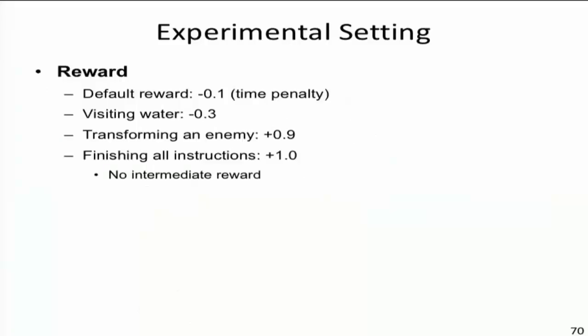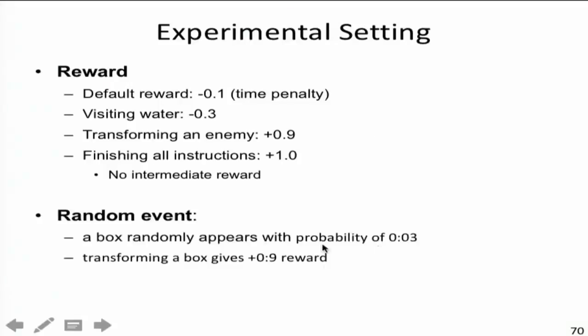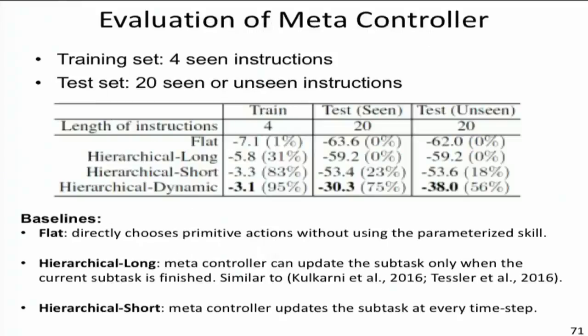There is also an additional challenge here because the agent has to deal with random events. For example, a box that contains treasure appears randomly with some small probability. When that appears, the agent's optimal behavior is to go to that box and transform it. Then it gives a high reward. So this can be viewed as a kind of interruption that the agent needs to handle. It has to basically drop what it's doing and then handle this random event. So that also makes this problem more challenging.